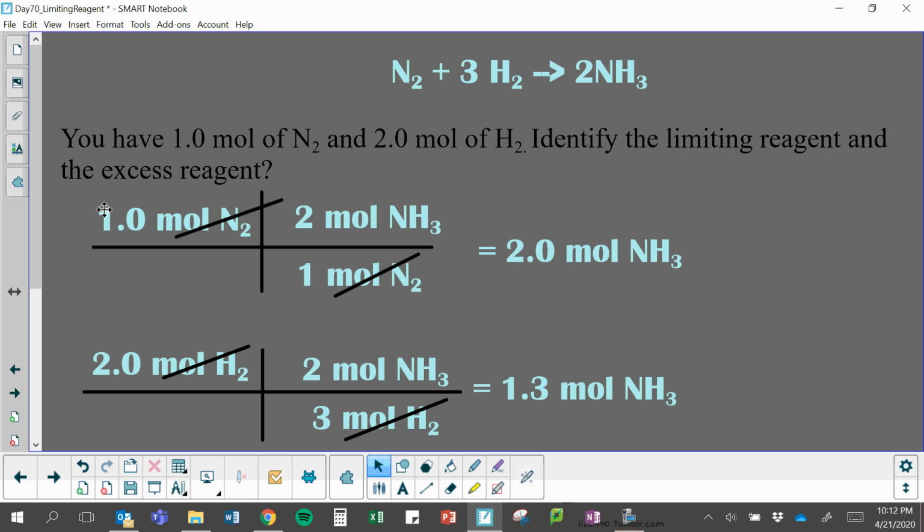So this says if we use all of 1 mole of N2, we would make 2 moles of NH3. If we use all of 2 moles of H2, we would make 1.3 moles of NH3. So if we put together 1 mole of N2 and 2 moles of H2, we would not actually make 2.0 moles because we don't have enough, we only have enough H2 to make 1.3 moles.